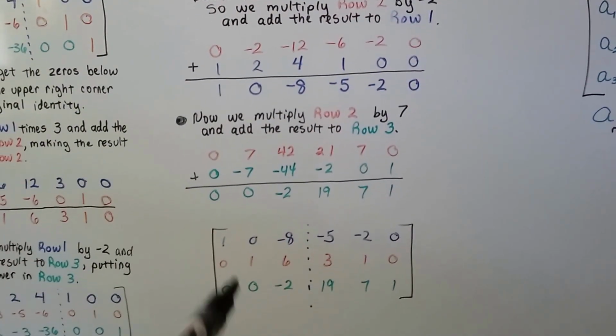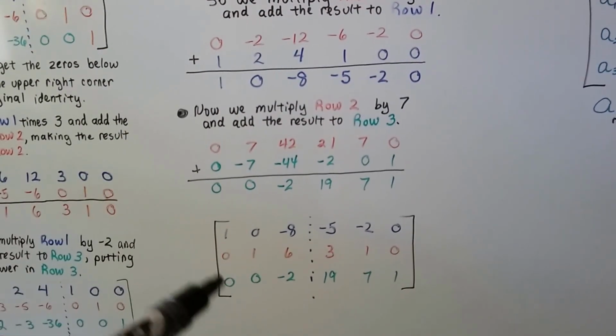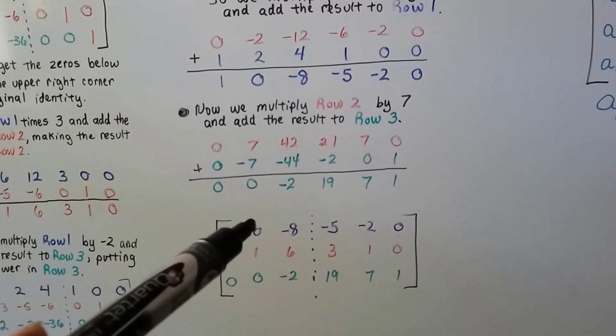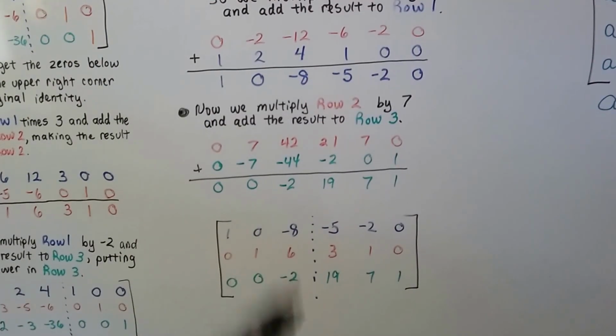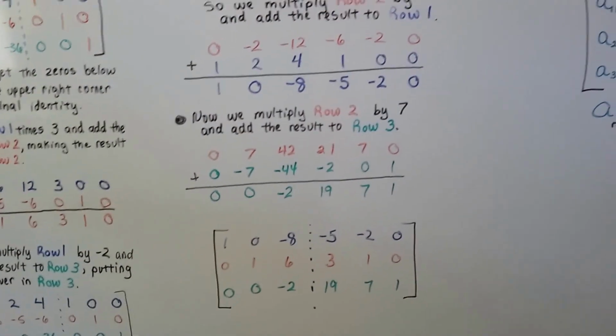So now we end up with this as our new matrix, and we've got a 1 and a 1, and 0, 0, 0, and a 0 above it. We still need to do these, don't we? That negative 8 and 6 need to be zeros, and that negative 2 needs to be a 1. So we're almost done.